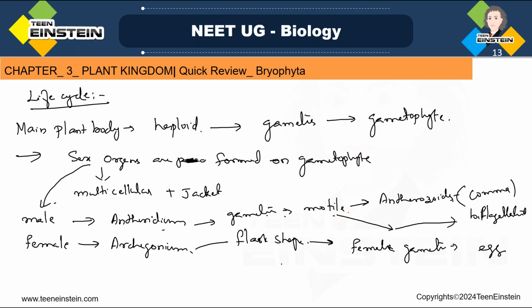The sex organs are formed on this gametophyte, and they are multicellular and jacketed in bryophytes. The male sex organ is called antheridium, and the female sex organ is called archegonium, which is flask shaped. The male gamete of bryophyte has flagella, so it is motile, and the female gamete is called egg. The motile male gametes are called anthrozoids, usually in comma shape, and they have two flagella, they are biflagellated. Clear?